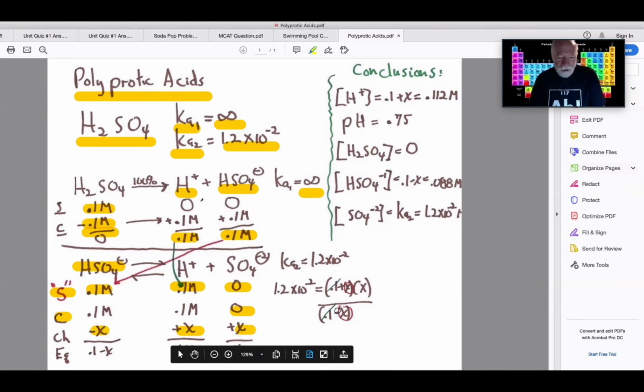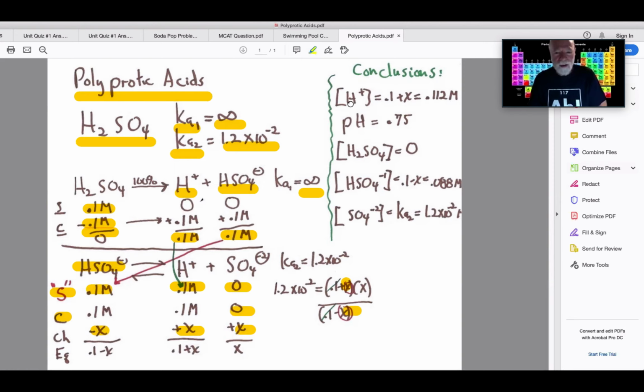Plug these into the mass action expression, and you're going to love the math on this. First of all, notice the red X's. You can ignore those. And notice in green I marked the 0.1s. They cancel out. How cool is this? So X equals the K sub A2, 1.2 times 10 to the minus 2. Okay, we're now ready to answer all the questions I want.